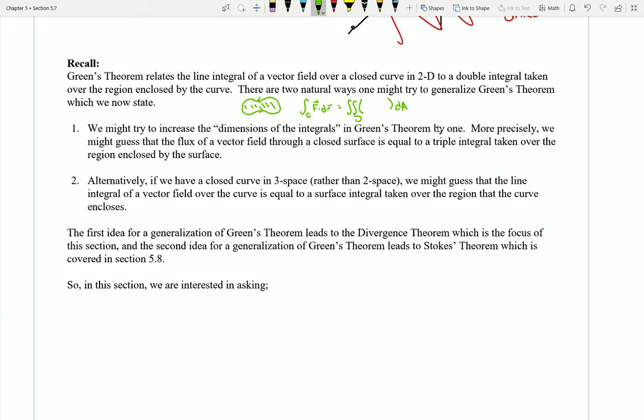Now, more precisely, we might guess that the flux of a vector field, as opposed to the work for a vector field, through a closed surface, as opposed to a closed curve, might be equal to a triple integral, as opposed to a double, taken over the region enclosed by the surface. So again, in the last section, we supposed that we had some sort of a solid, right? We dealt with something like a sphere, and we said, I want to know about fluid flow coming in and out of this sphere.